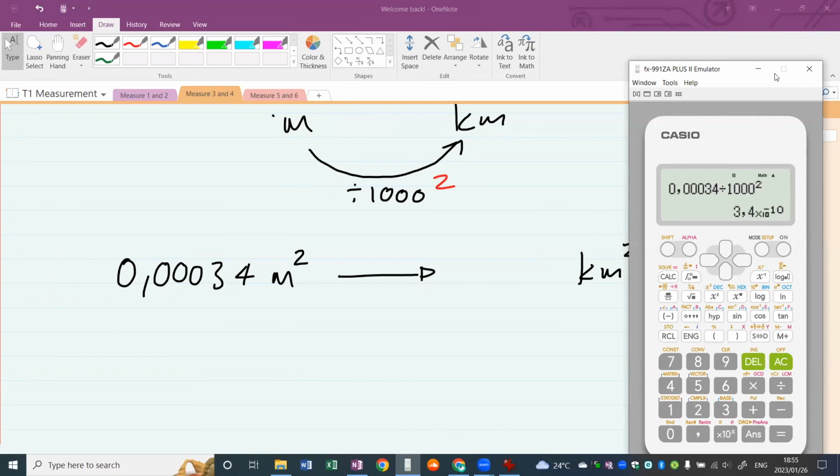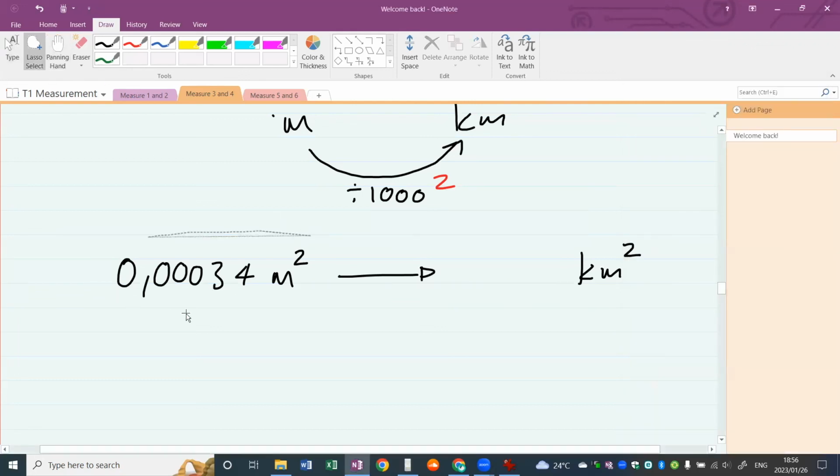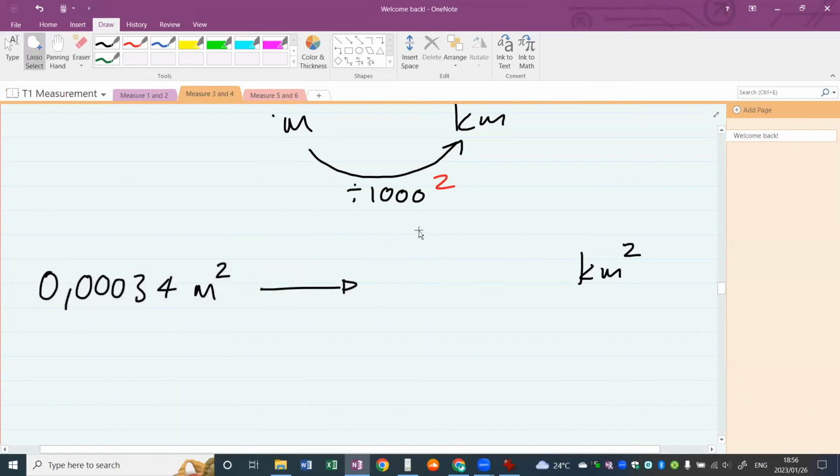Okay. All right. 3.4 times 10 to the minus 10, which is very, very small. That's why my calculator is doing this. It's super, super tiny. Now, you guys who are getting 340, you multiplied instead of dividing.